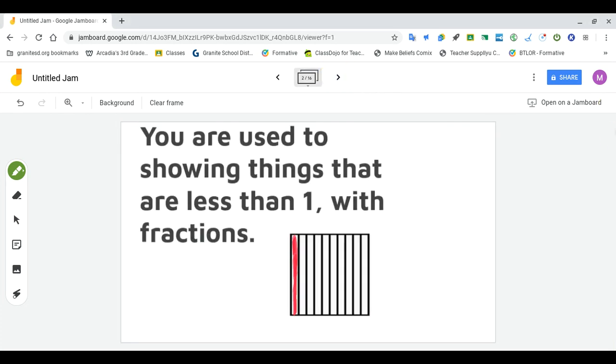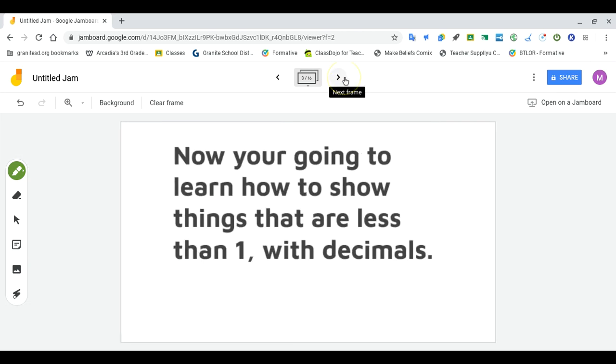Okay, you are used to showing things that are less than 1 with fractions, right? So if you take a look here, you have one piece colored, and there's 10 total pieces, 1/10. Okay, so now you're gonna learn how to show things that are less than 1 with decimals.